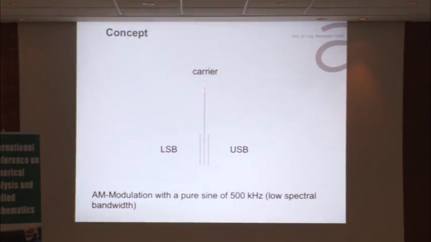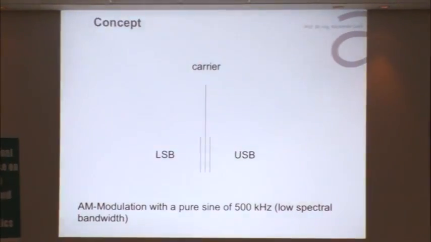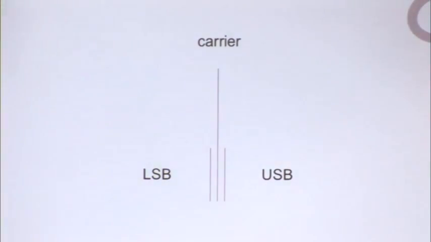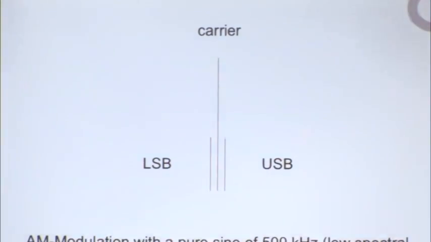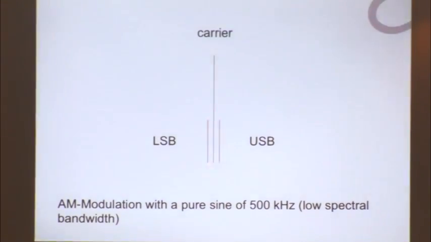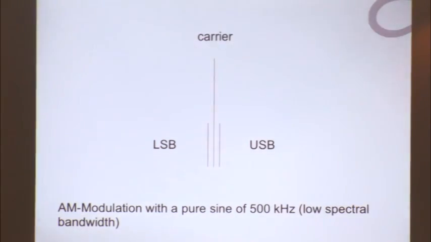So I have my carrier of 9.15 gigahertz, and I modulate a sine on top of it, and that implies it's an AM modulation, that I have a lower sideband, I have an upper sideband. So these here, the bandwidth is altogether 1 megahertz. So I have 500 kilohertz towards the lower sideband, and I have 500 kilohertz towards the upper sideband.